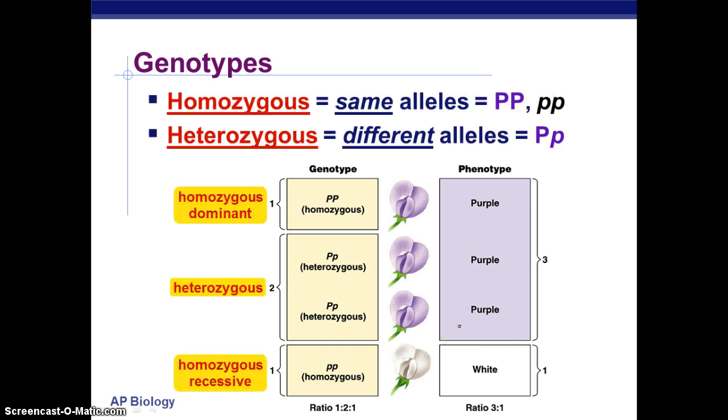So there are three different genotypes you can have. First, we're going to talk about the word homozygous. Homozygous means that you have the same alleles. So you can be either homozygous dominant, like this one, which has two uppercase P's, or homozygous recessive, like this one, which has two lowercase p's. Then we have heterozygous, and heterozygous means that you have different alleles. You have one uppercase P and one lowercase p. These words are really, really, really important.